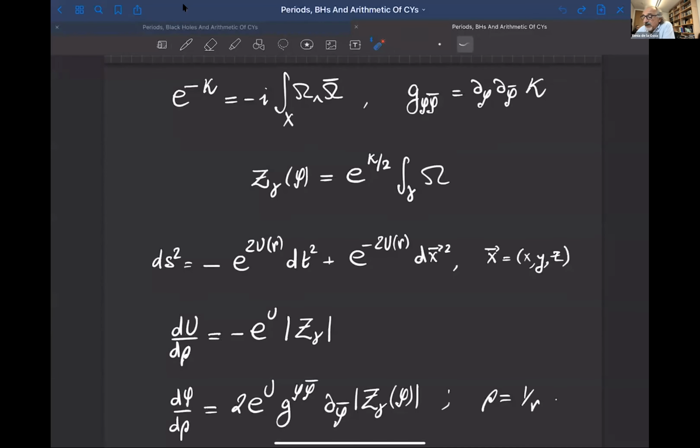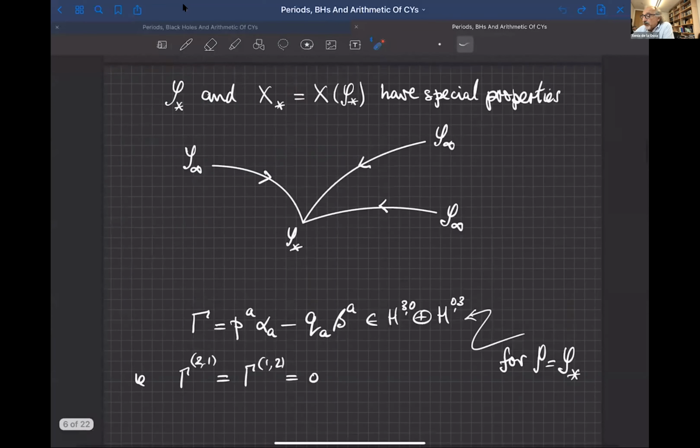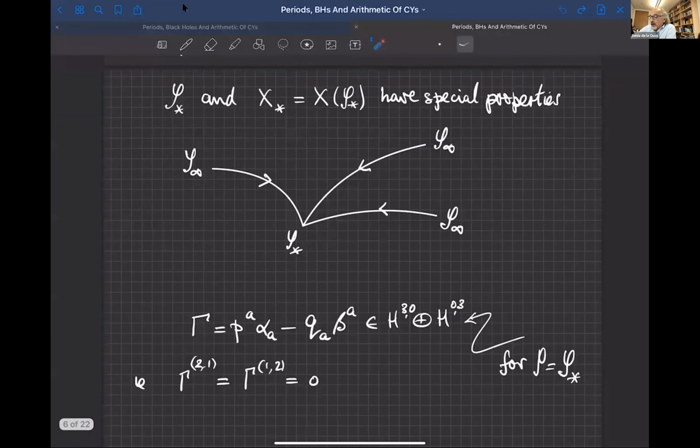These are written in terms of a slightly different variable rho, which is 1 over r. That makes the equations a little neater. And we get a system of differential equations for phi as a function of r, or phi as a function of rho, and u as a function of rho also. Now, these equations have somewhat special properties, and this leads to them being called the attractor equations.